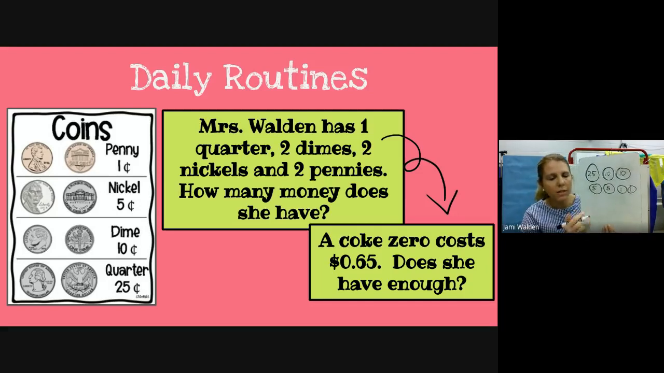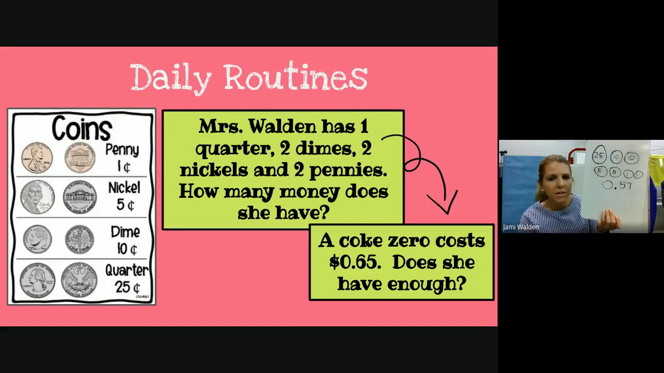All right, now let's count my money. I'm going to start with the biggest coin, 25, and count on by 10s. 25, 35, 45. Stop. Count on by 5s. 45, 50, 55, 56, 57 cents. So I would write a 0 for my dollars, use my decimal, and write 57.